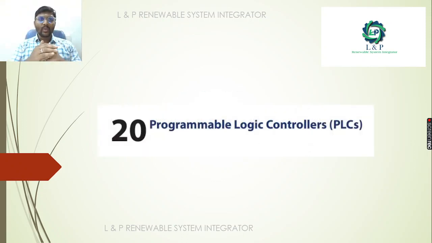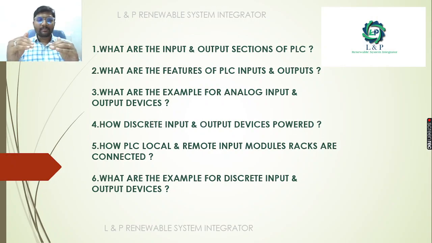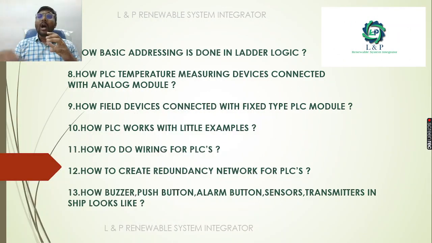In part 22, we are going to study briefly about PLCs, that is programmable logic controllers. At the end of the session, we will find the answers to the following questions. What are the input and output sections of a PLC and what are the features of PLC inputs and outputs? We will see examples of analog input and output devices, how discrete or digital input and output devices are powered, how PLC local and remote module racks are connected, and examples of digital input and output devices and how we need to address them in the ladder logic.